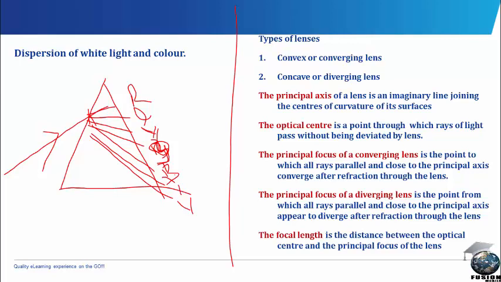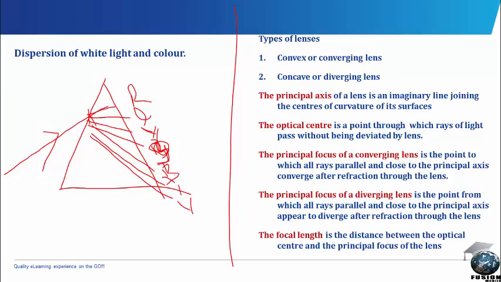Types of lens. There are two types of lens: the convex and the concave. Another name for convex is convergent lens, while that of concave is divergent lens. We have the principal axis of a lens, which is an imaginary line joining the centers of curvature of its surfaces. The optical center is a point through which rays of light pass without being deviated by a lens.